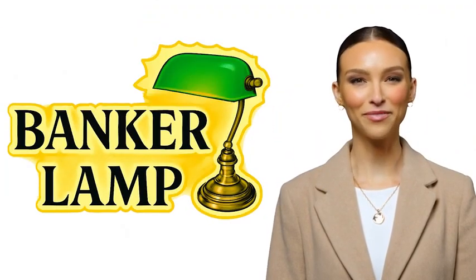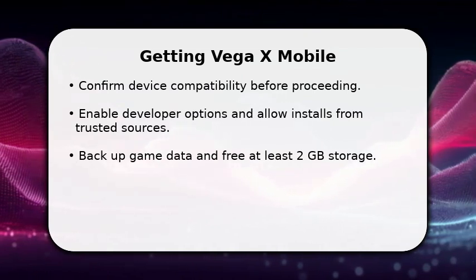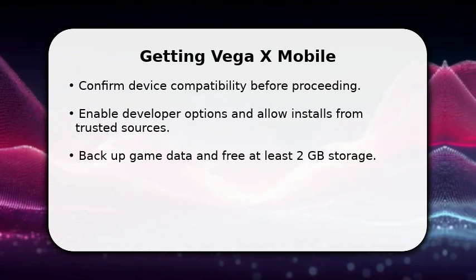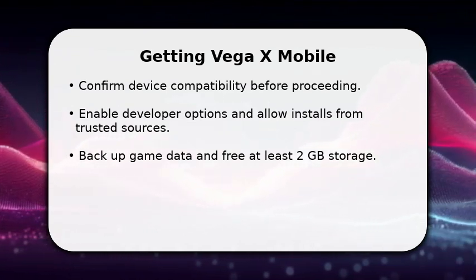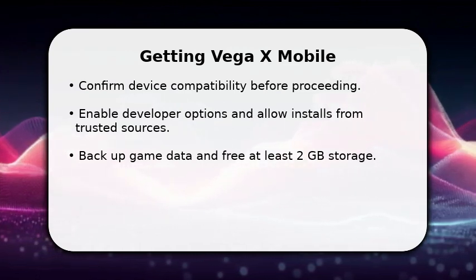Please enjoy the video. In this video, I will show how to get Vega X on mobile. First, confirm your device meets minimum specs and enable developer options to allow installations outside the App Store. Start by backing up important files and ensuring at least 2 GB free storage.